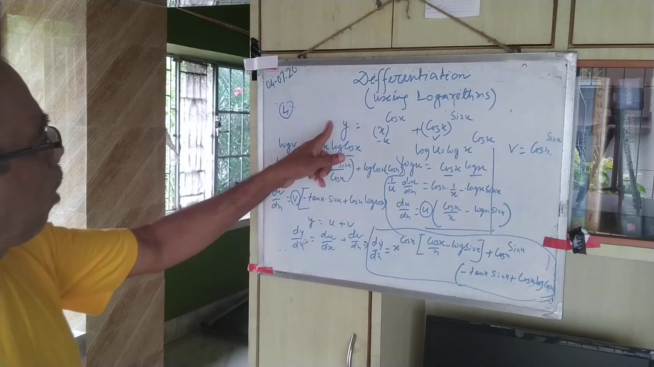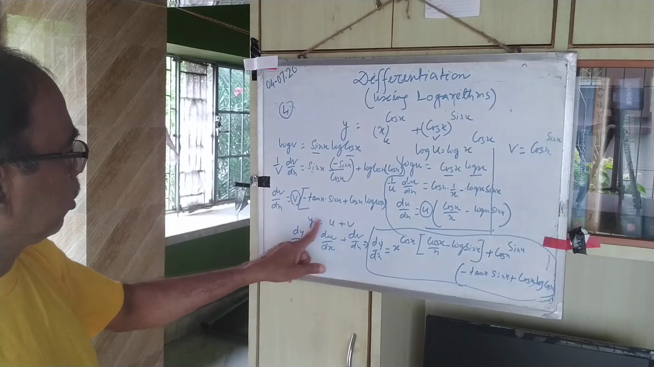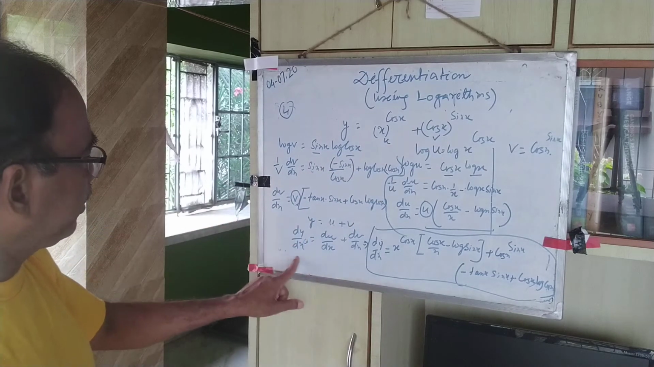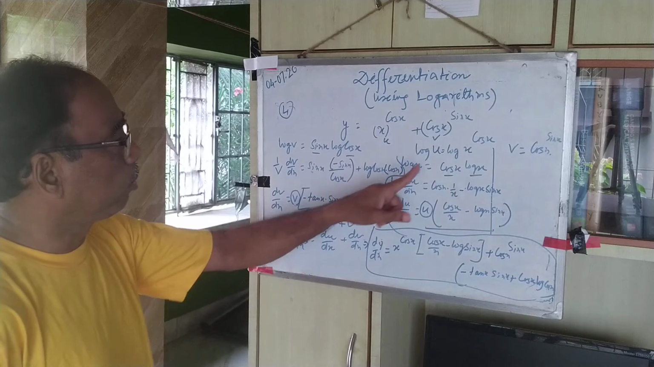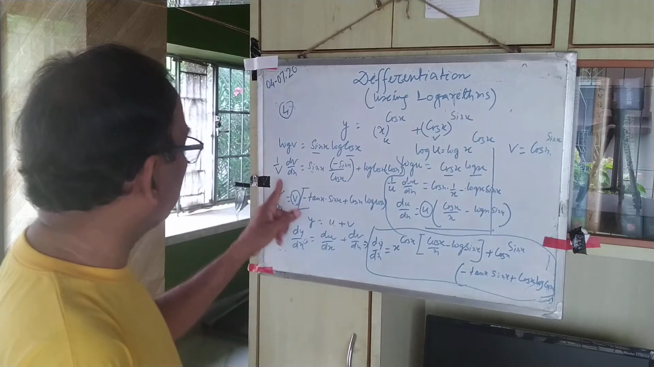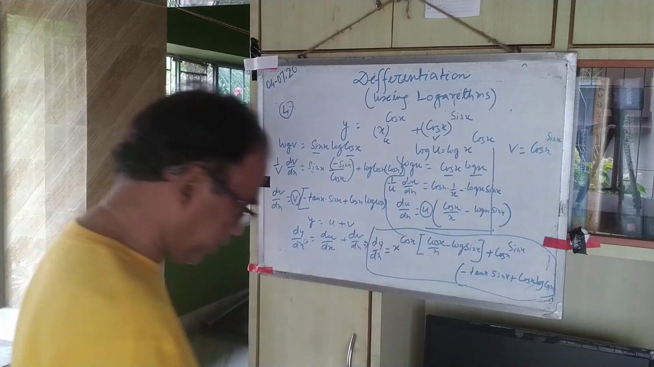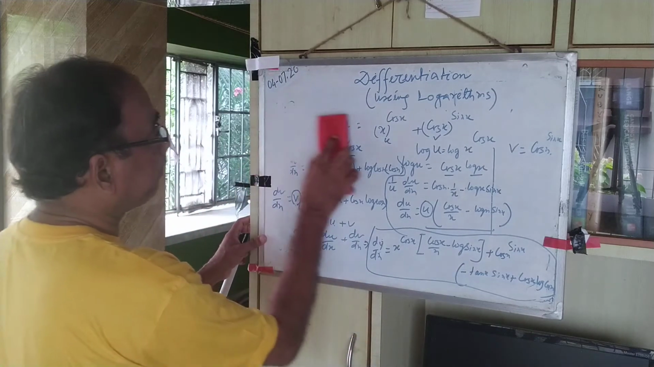I'm telling again, y equals this. Suppose this is u, this is v. y equals u plus v, dy by dx equals du by dx plus dv by dx. First take u. So u equals this, taking log we got this, then v this, log we got this, then put the value here and you get the answer. Sum number 5.